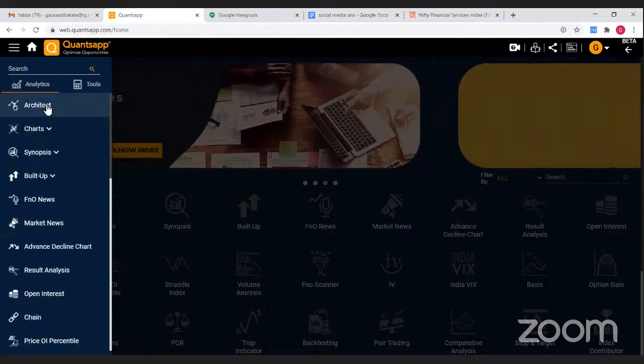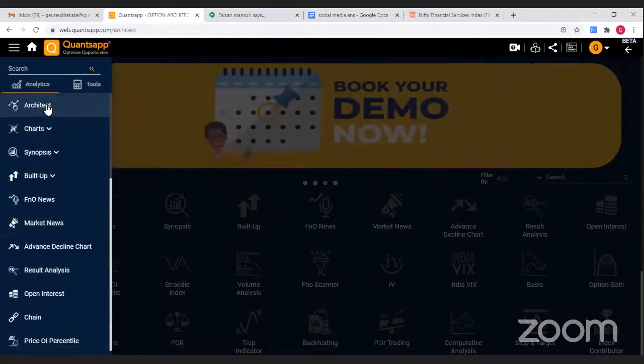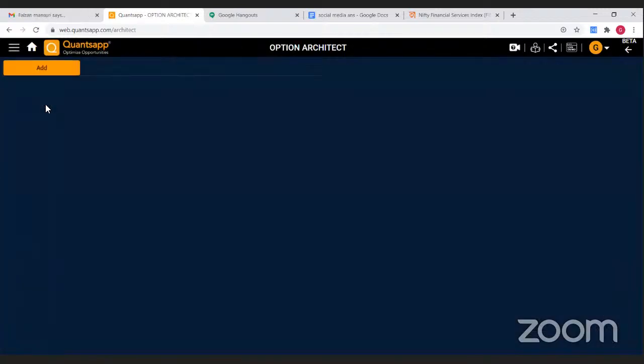So we'll start with the architect. What is architect? Architect in general means that you are making something, you are building up something, you are making a rough idea or estimate of how something is going to look. In the option architect tool, you are doing the same, but here you are doing it with respect to options and futures.